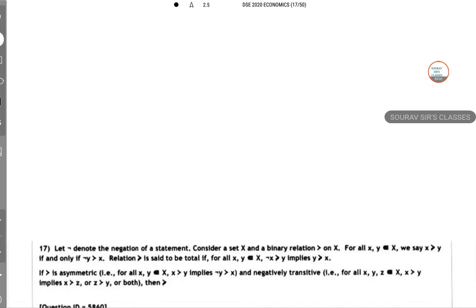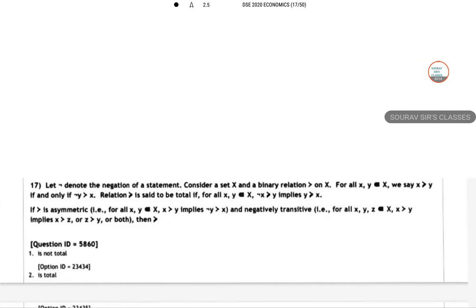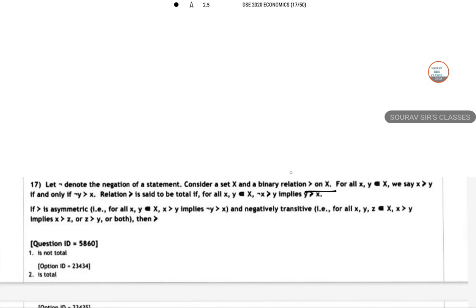The next question is again a similar type. A negation sign is given in the statement. Consider a set X with a binary relation, and for all x and y belonging to X this thing, and again an asymmetric relation with the negative transitivity property. Then which of these are true? So let's prove that it is a total relation. Let's consider x and y belonging to X.